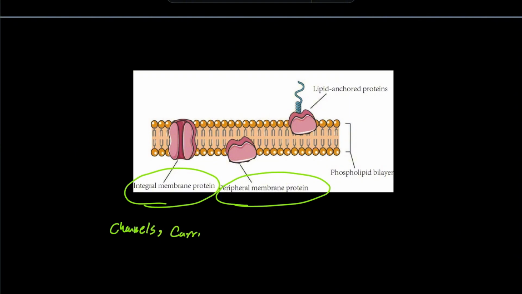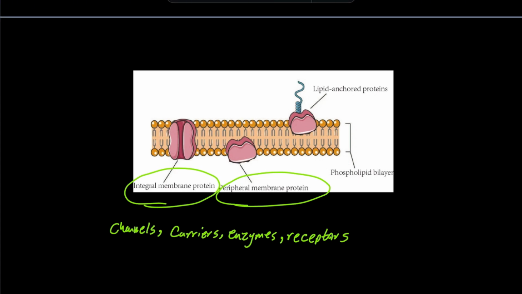carriers, enzymes, receptors for signaling molecules, anchors connecting the cytoskeleton to the membrane, or recognition molecules that help cells identify one another. Without membrane proteins, cells would be unable to communicate effectively or regulate the movement of many substances.